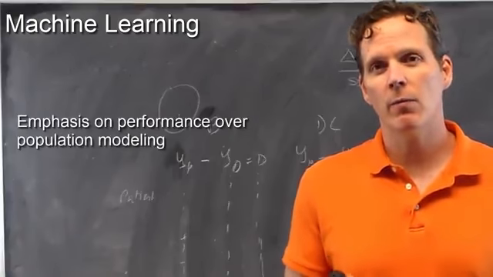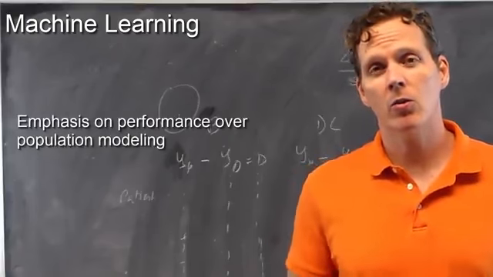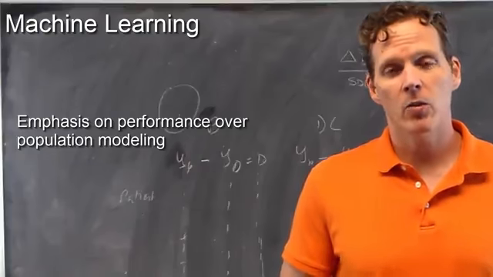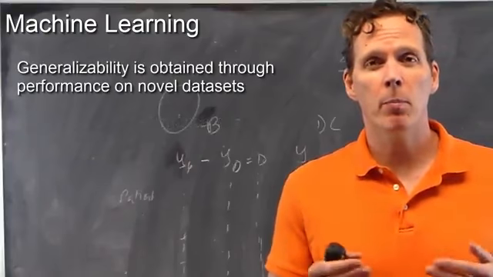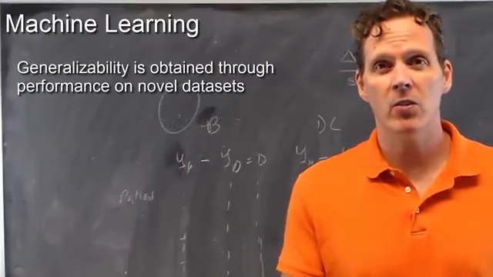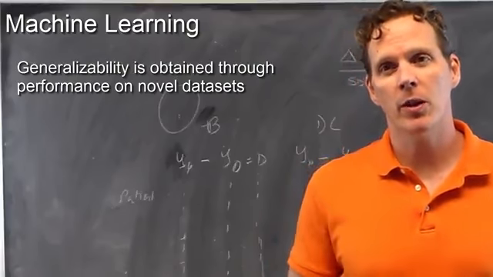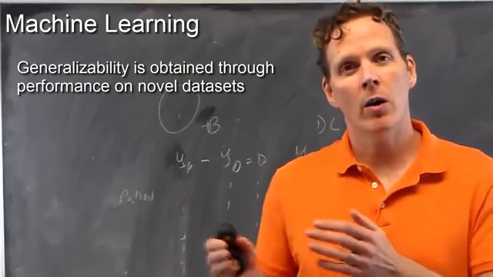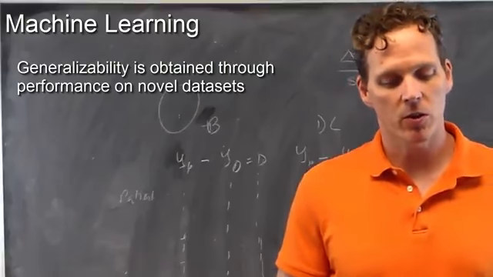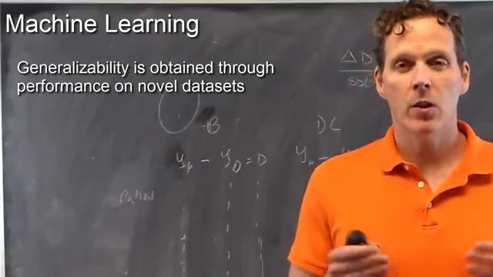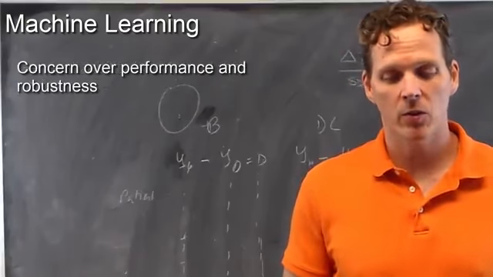and less of an emphasis on superpopulation models and generalizability that occurs a lot in statistics. So generalizability in machine learning tends to be obtained by applying the algorithm on novel data sets where you know the outcome and checking to see how good your predictions are, rather than on modeling and sampling assumptions that often occur in traditional statistics. And there's, of course, in machine learning, a concern over performance and robustness.